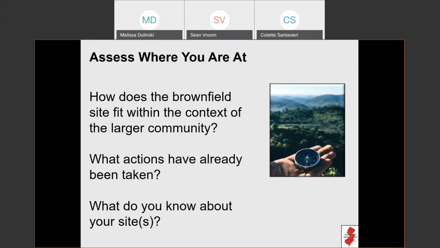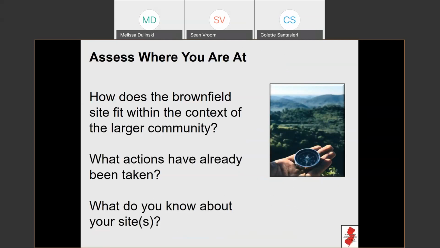Another major planning task is assessing where you're at. So what do I mean by that? Many communities have a tendency to become site-centric, that is, focusing only on the brownfield site itself and on the contamination challenges. But it's important to take a step back and first look at how that site fits within the context of the larger community.